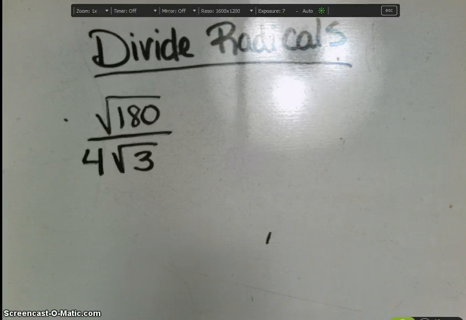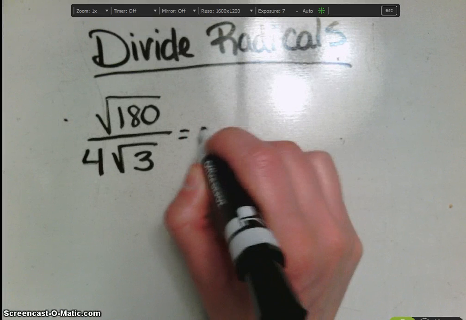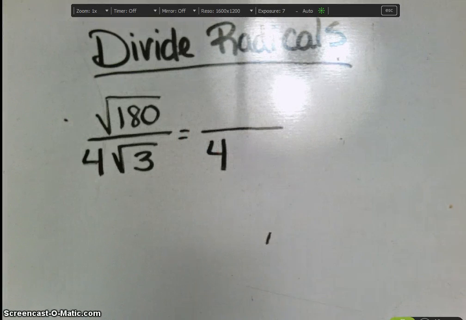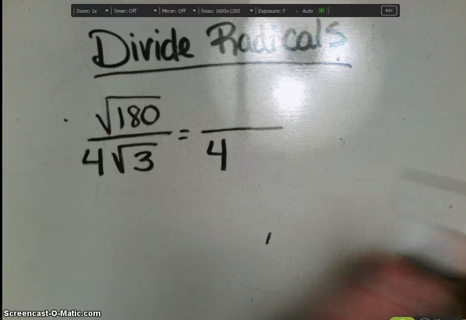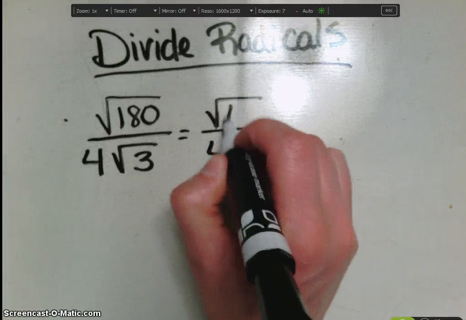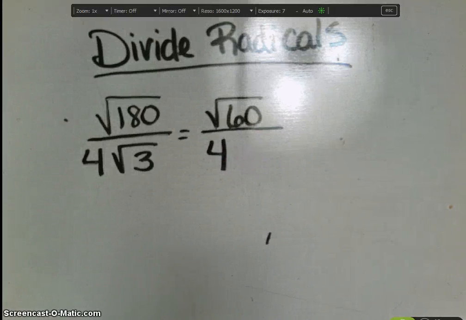Here's another one. Now we see we have some outside numbers also, or a whole number. The radical 180 and the radical 3 can still be divided, so ignore the 4. But if I have radical 180 over radical 3, that reduces to radical 60, because 180 divided by 3 is 60. And since the 180 was on top, the bigger number, the answer is going to go to the top, just like if you're reducing a fraction. And then we also have to simplify radical 60.